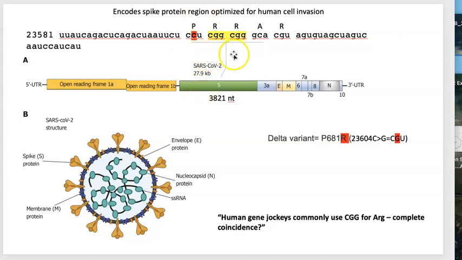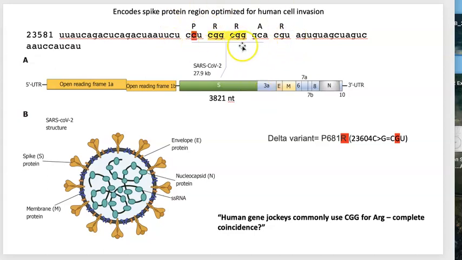And when I showed this nearly 2 years ago to a colleague of mine, he basically said, "Hey, that's odd. Human gene jockeys commonly use CGG for arginine. Is that a complete coincidence?" So basically what he's saying is that it's really odd that there'd be two very rare CGG codons right next to each other in this super important furin cleavage site, suggesting that somebody recognizing the importance of a furin cleavage site might have artificially put this there using some of the signatures, CGG, CGG, that human gene jockeys often use.